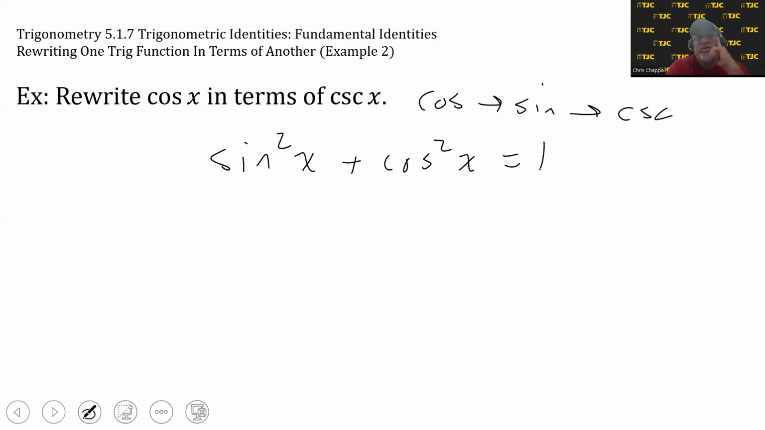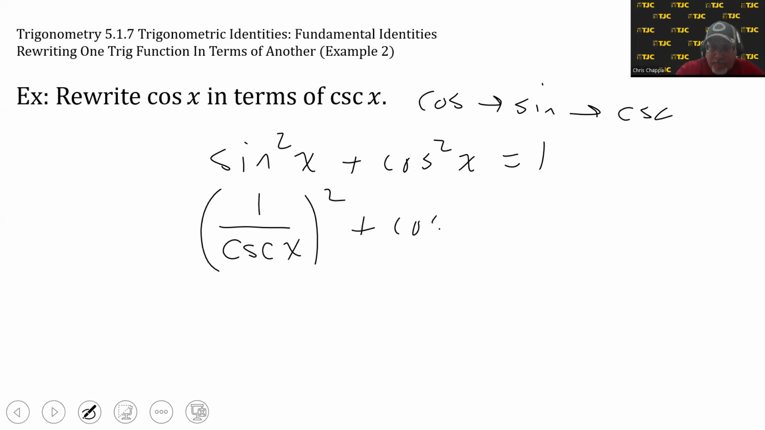I'm going to choose to change sine to cosecant right now because at some point I'm going to have to square root both sides, and I think I would rather make the substitution before than after. Maybe that's not the best of reasons, but it's the reason I'm going to go with. I know that sine is a reciprocal of cosecant, so I can rewrite sine squared of x as 1 over cosecant squared of x.